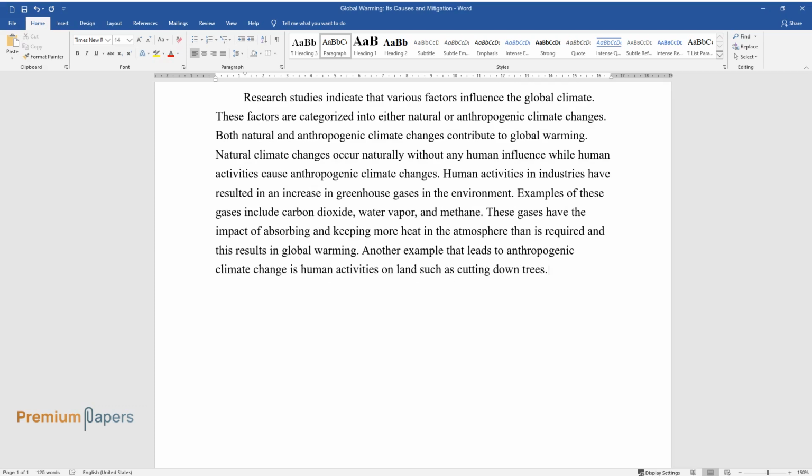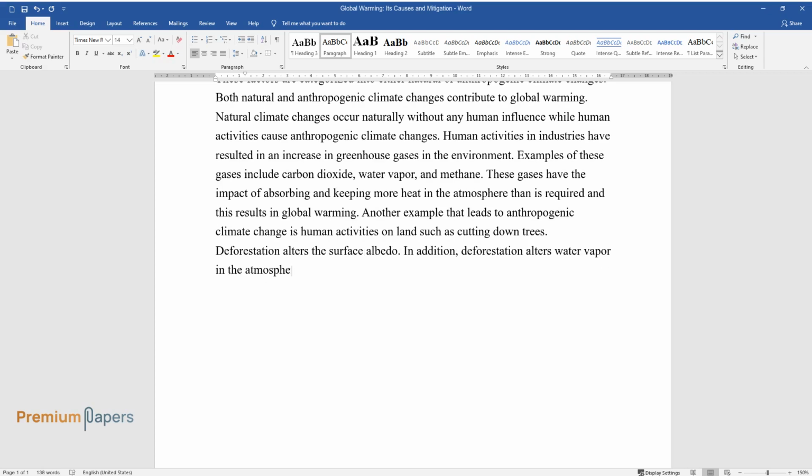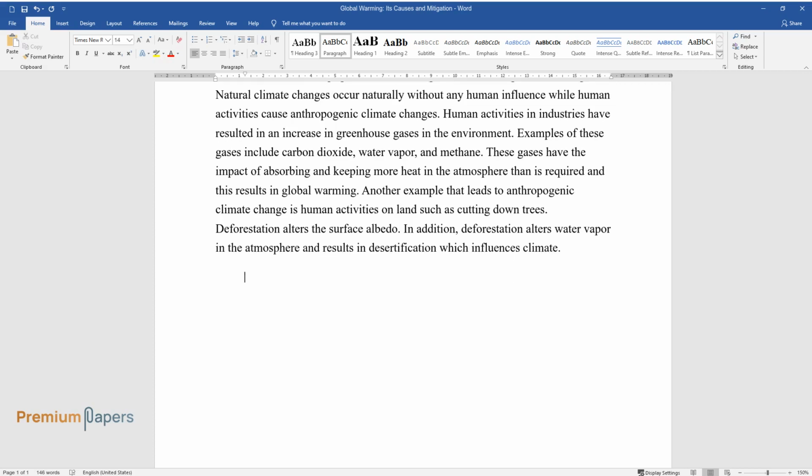Another example that leads to anthropogenic climate change is human activities on land, such as cutting down trees. Deforestation alters the surface albedo. In addition, deforestation alters water vapor in the atmosphere and results in desertification, which influences climate.